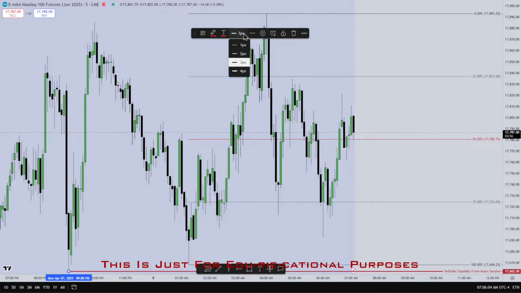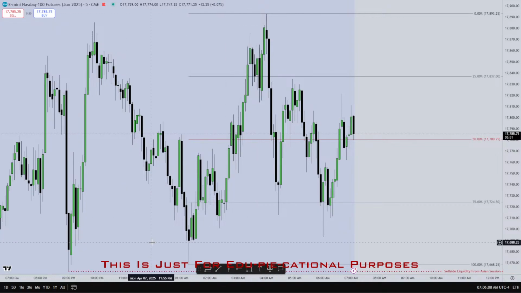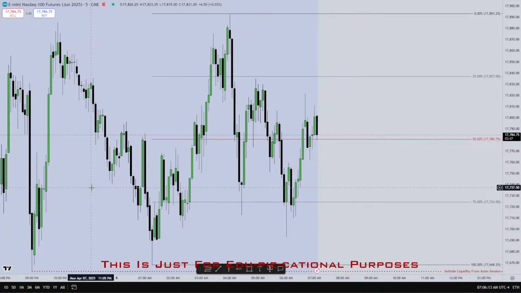I don't like this tree. Let's make it dash dotted. This looks better for me. Okay.